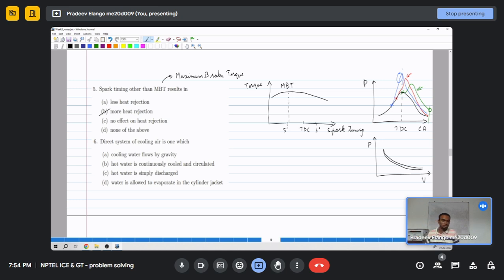I hope there are no more questions. Then, a direct system of cooling is one in which cooling water flows by gravity; hot water is continuously cooled and circulated; hot water is simply discharged; water is allowed to evaporate in the cylinder bracket. The answer is cooling water flows by gravity. So this we should have seen in the theory class.